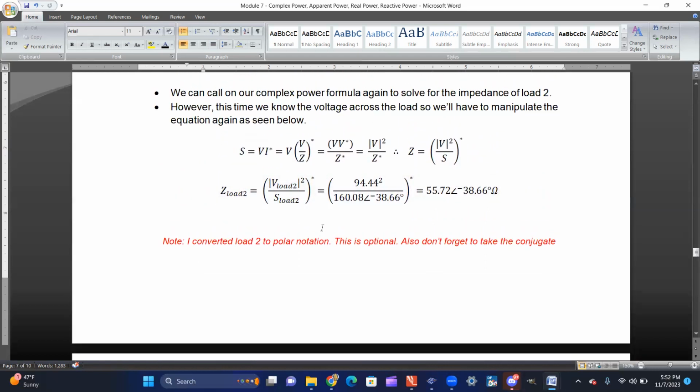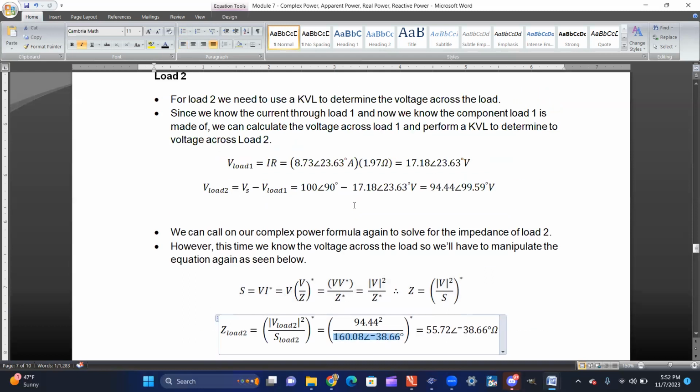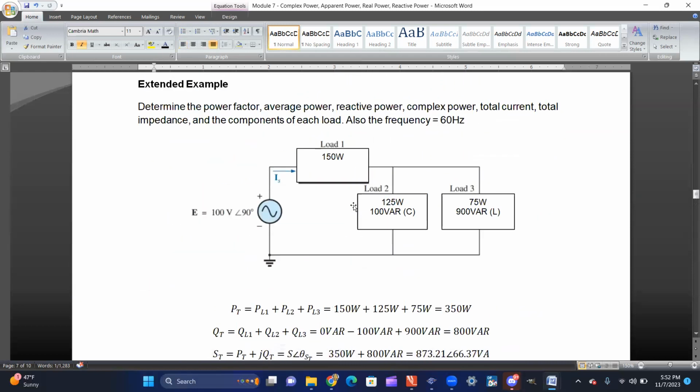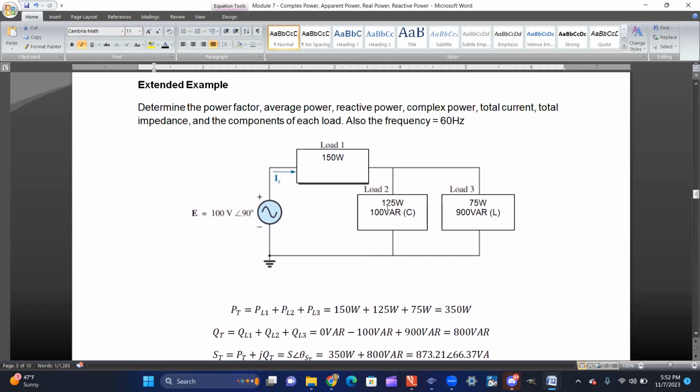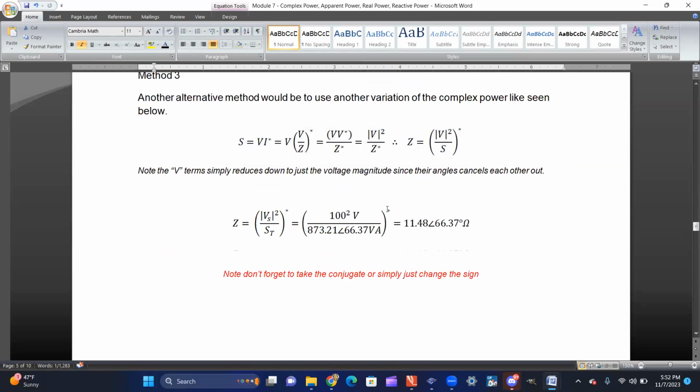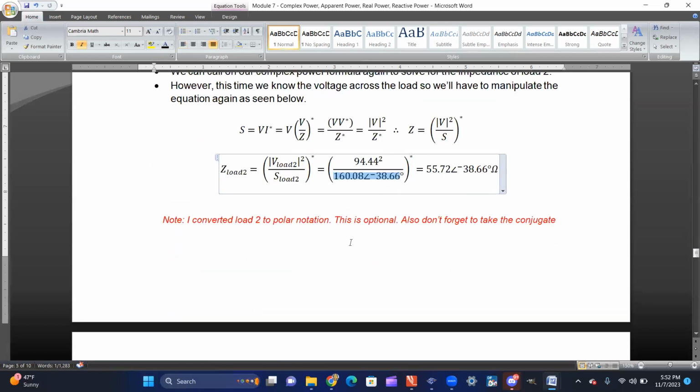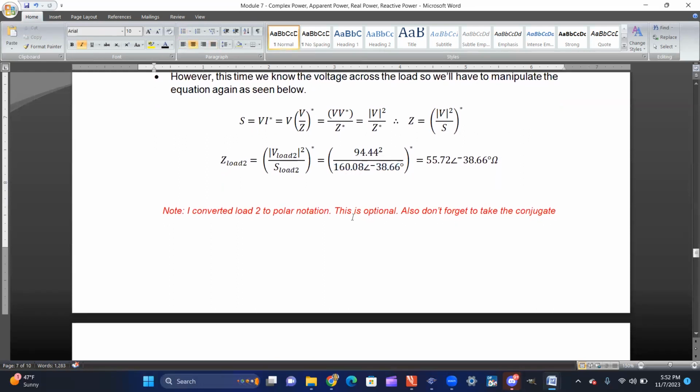Oh, I added this note down here. So pretty much what I did, I like working in polar notation. So this value right here is just the complex power of load 2 in polar notation. Like I said, this is optional, but this is why I like to work in polar. But the last thing you don't want to do is forget to take that conjugate.